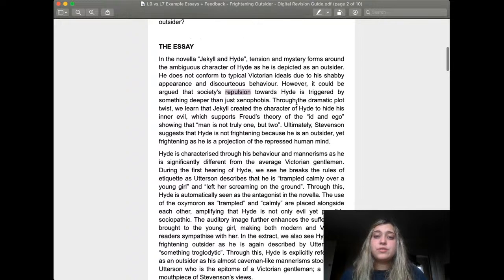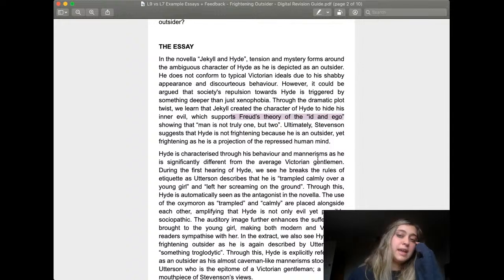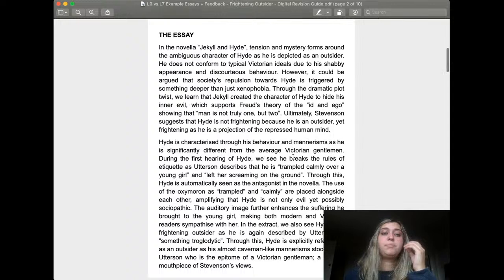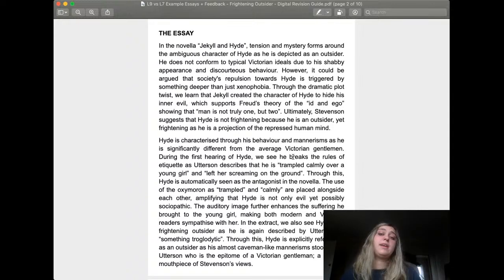It has some nice little structural things as well, like dramatic plot twist. It has a little bit of context, Freud's theory of the id and ego. If you use stuff like that, make sure you really understand it before you write about it, because it's not an easy thing to understand. You also want to be accurate. Here, it says it supports Freud's theory of the id and ego, but Freud hadn't quite released his theory at the point that the novella was written. So it's exploring a similar idea, but it's not actually influenced by Freud. You'd have to be careful if you use that as a context point. Being a little bit inaccurate will also drop your grade a bit.